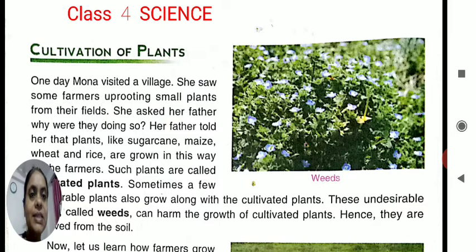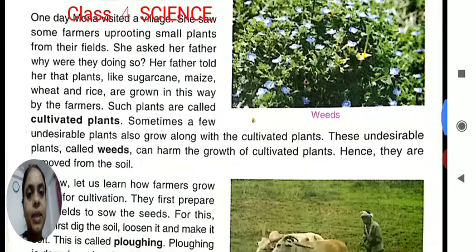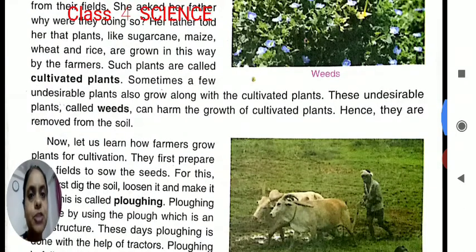One day Mona visited a village. She saw some farmers uprooting some small plants from their field. Mind it, the word uprooting means they are taking out some small plants from the field. She asked her father why they were doing so. Her father told her that plants like sugarcane, maize, wheat and rice are grown in this way by the farmer. Such plants are called cultivated plants.